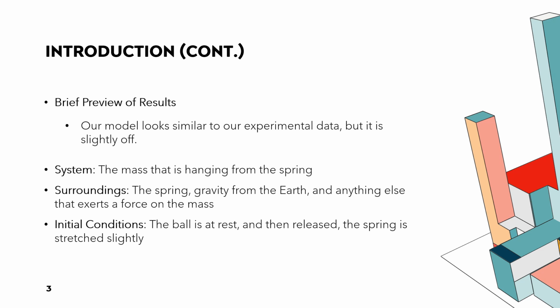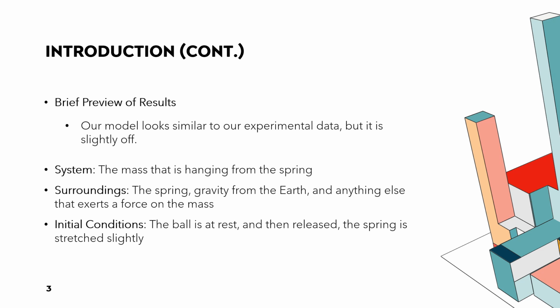Brief preview of results. Our model looks similar to our experimental data, but it's slightly off, which is to be expected when we're modeling real-world situations because we can't tell for sure every single force acting on the system. Our system is the mass that is hanging from the spring. The surroundings are the spring, gravity from Earth, and anything else that exerts force on the mass.